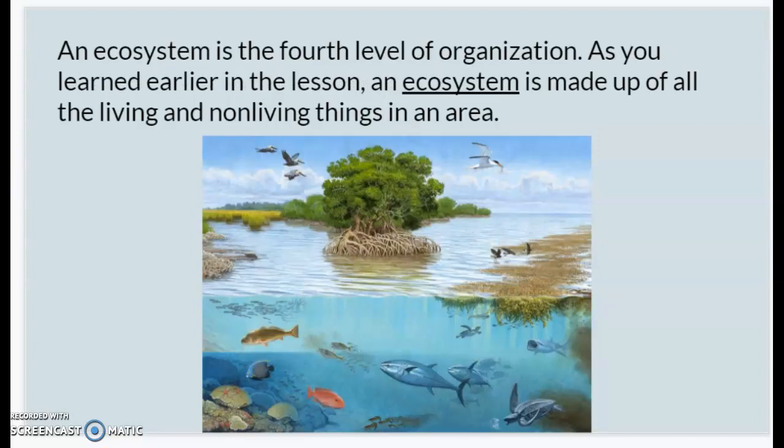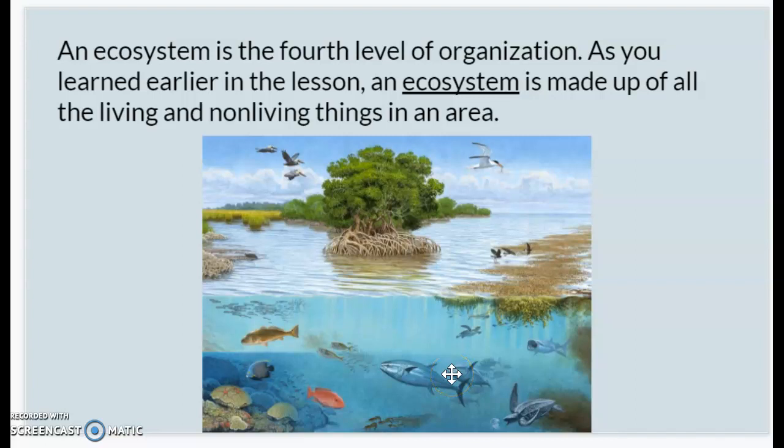And an ecosystem is the fourth level of organization. As you learned earlier in this lesson, an ecosystem is made up of all the living and non-living things in an area. So if you look at this picture, we see a lot of living things. We see a tree, we see grass, we see birds, we see fish, we see some aquatic plants under here, maybe even a turtle, maybe. It was kind of hard to see.